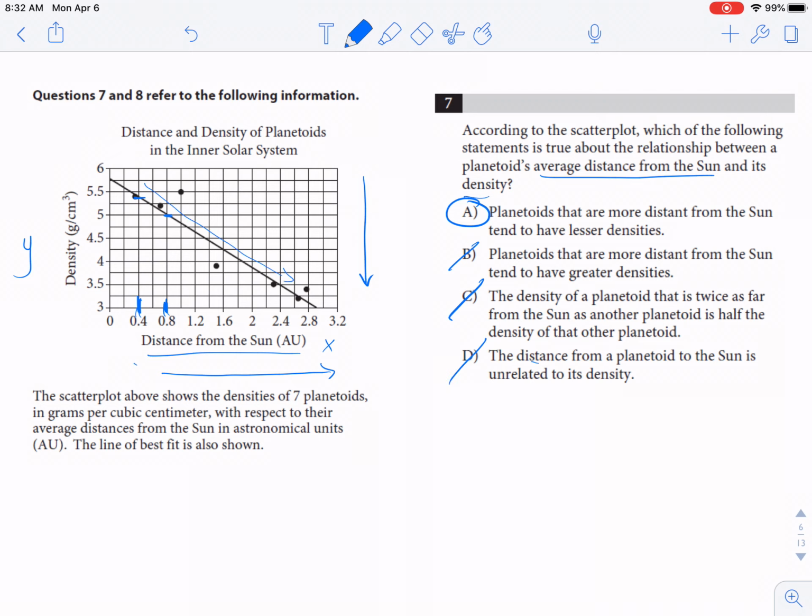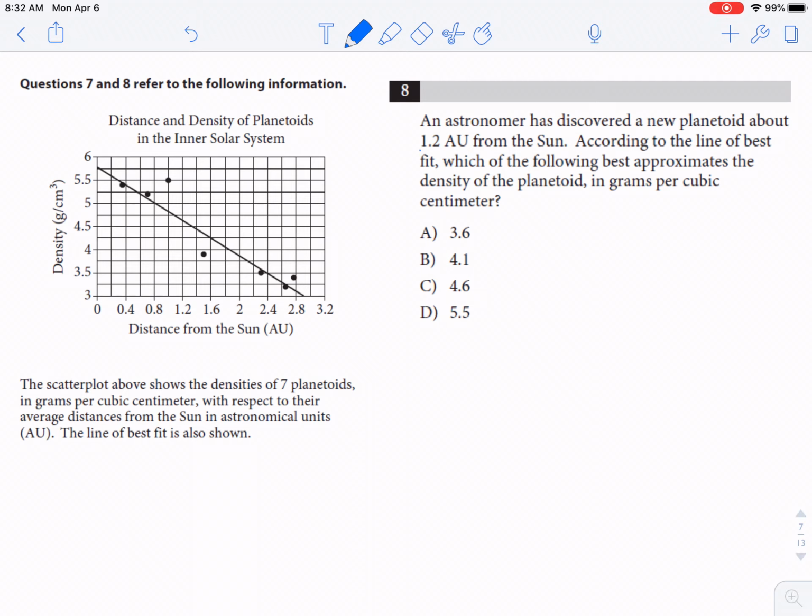All right, so same picture. An astronomer has discovered a new planetoid about 1.2 AU from the sun. According to the line that best fit, which of the following best approximates the density? So we're going to go to 1.2, draw a line up. We're going to look at that y value, and it's a little more than 4.5, but not quite halfway. So 4.6 looks like a really good selection.